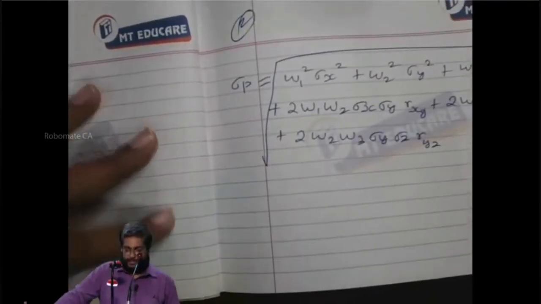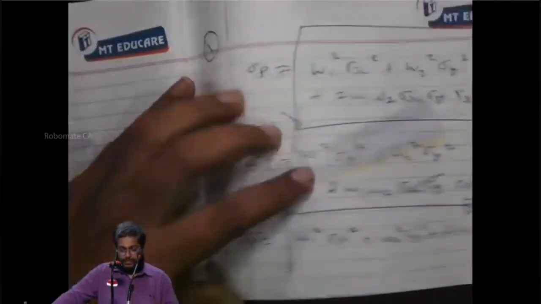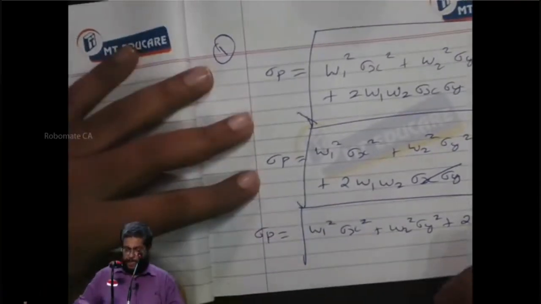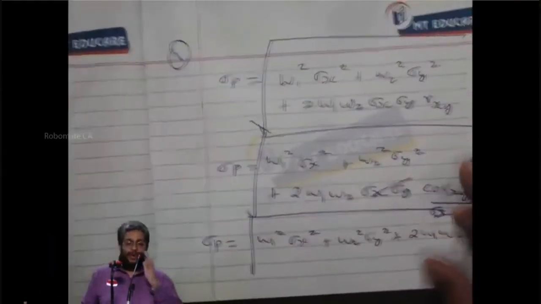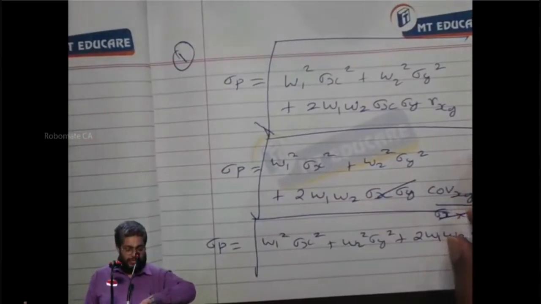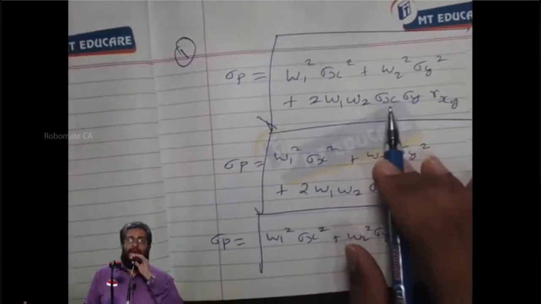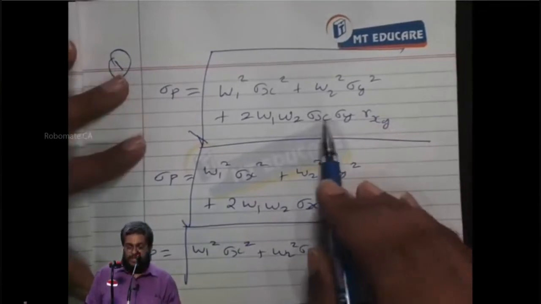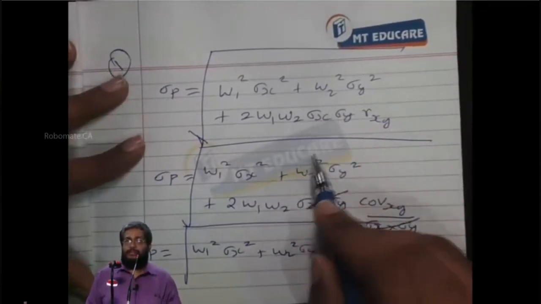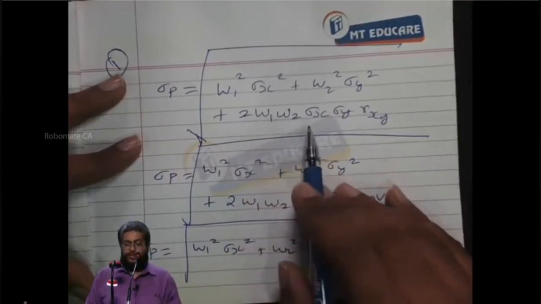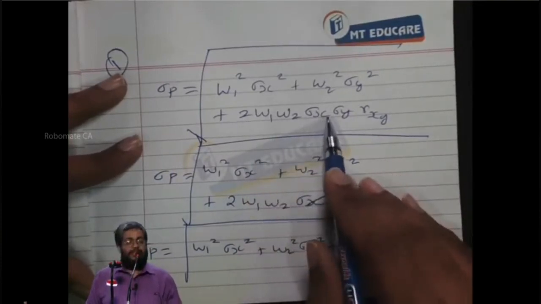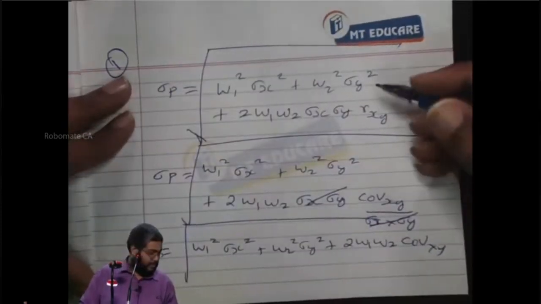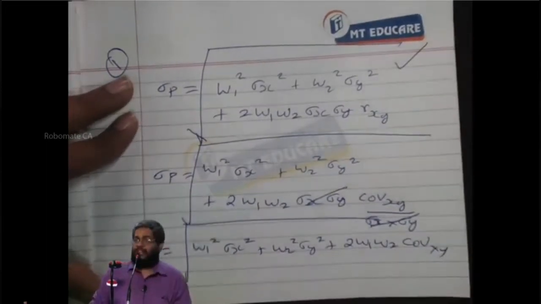Okay. Point number 1. Sigma P is equal to, let's copy this first point. Sigma P is equal to the square root of W1 square sigma x square plus W2 square sigma y square plus 2 into W1 W2 sigma x sigma y correlation of x and y.